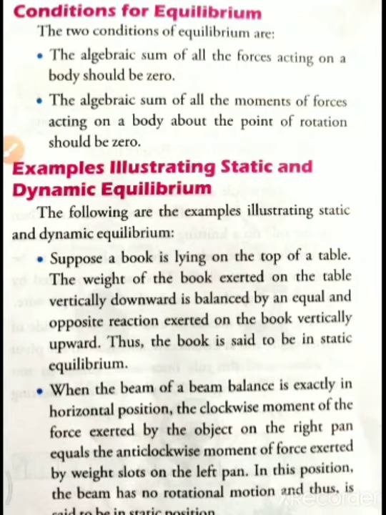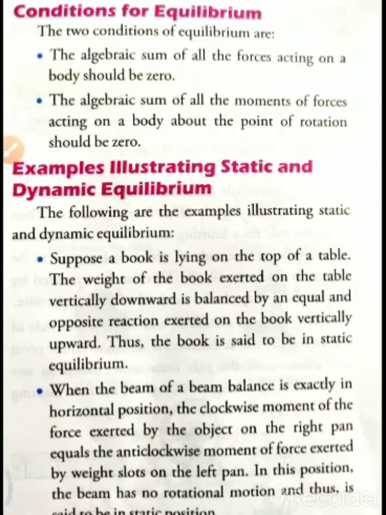So let us see some examples, so that you can understand more properly. The following are examples illustrating static and dynamic equilibrium. First example: suppose a book is lying on the top of a table. Obviously that book has some weight. Because of that weight, which is always acting, the force exerted towards the earth is called weight only.